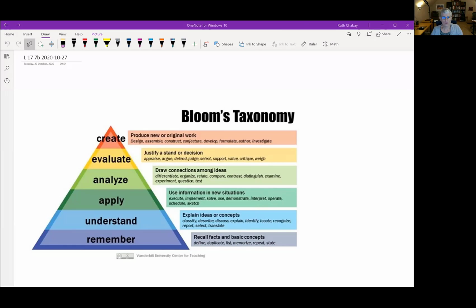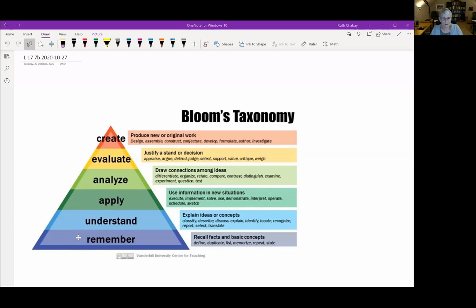What it tries to get at is the idea that you can learn things at different levels, and that these levels build on each other and increasingly involve mental effort and creativity. So the bottom level is just called remember, and that's basically rote learning. We're recalling facts and basic concepts. What's the S in the equation for the spring force?